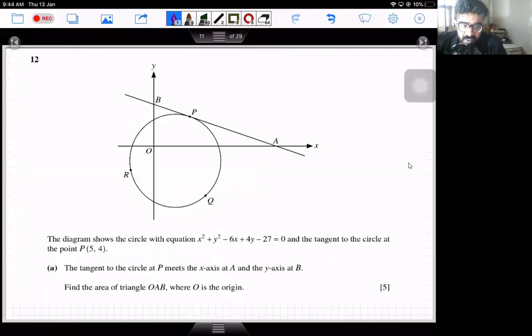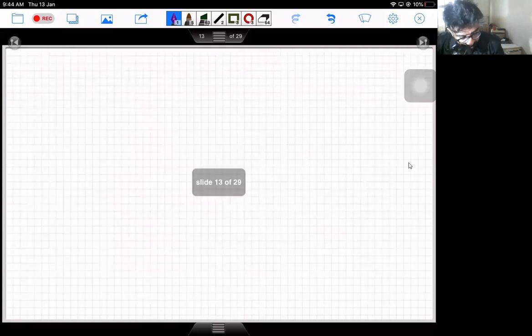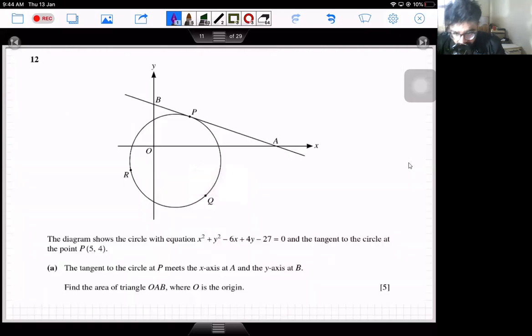All right, so here we have the final question of the paper, 9709 A-level Maths, October/November 2021, paper 1, variant 2. Question number is 12. The topic is equations of circle. This question is worth 8 marks. This is part A, and then we will solve part B as well.